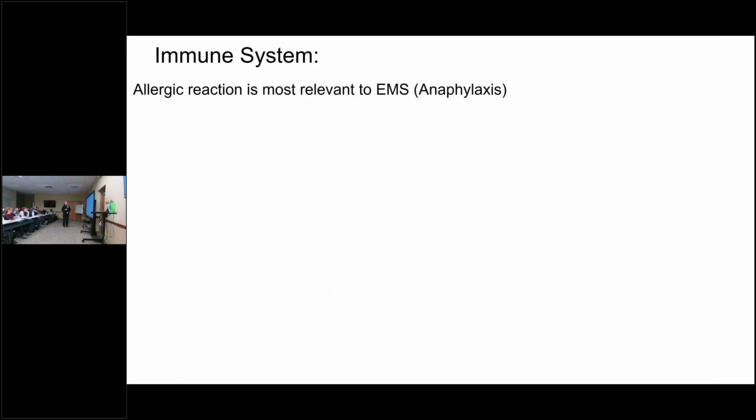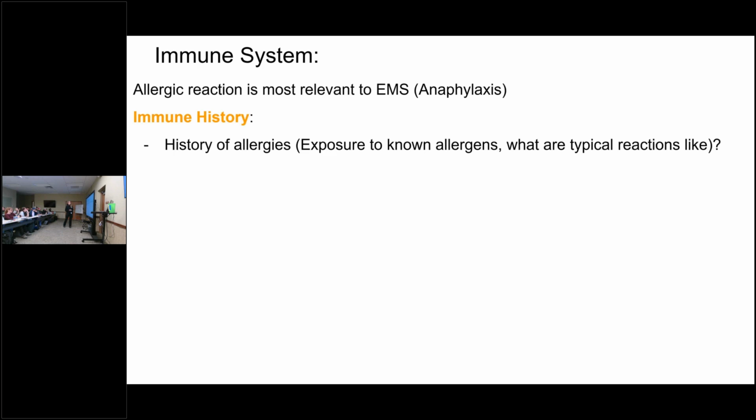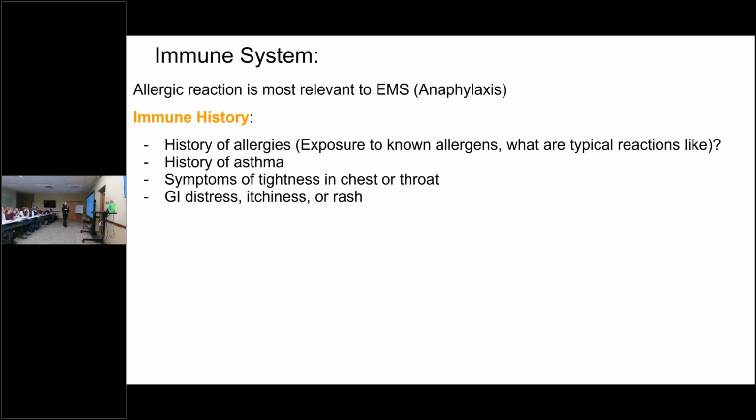Immune system. The allergic reaction is the most relevant in EMS, so anaphylaxis. We can ask about a history of allergies. Have they been exposed to something they know they're allergic to? Have they been stung by a bee? What are your typical reactions like? Do they have a history of asthma? Symptoms of tightness in the chest or throat? GI distress, itchiness, or rash? Medication: do they have medications for an allergic reaction? Do they have an EpiPen? Have they taken the EpiPen?